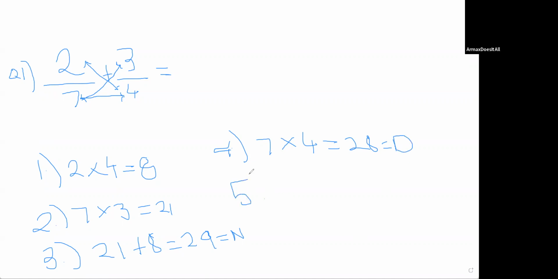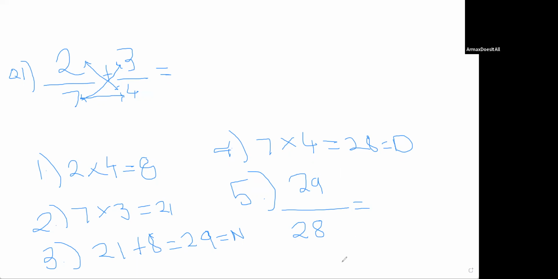So for step 5, our final step in answering this equation, we're going to do 29 for our numerator. Numerator goes on top. I'm going to put these numbers together. And 28 is our denominator. So this is our final answer.